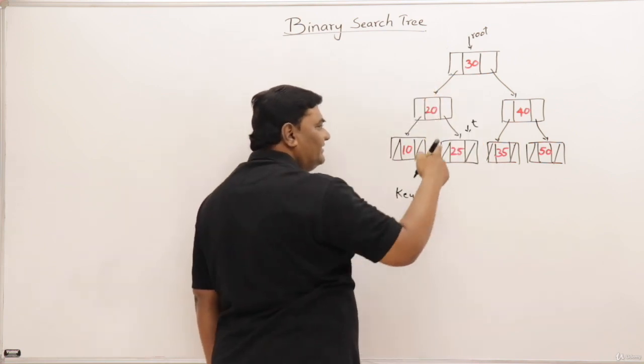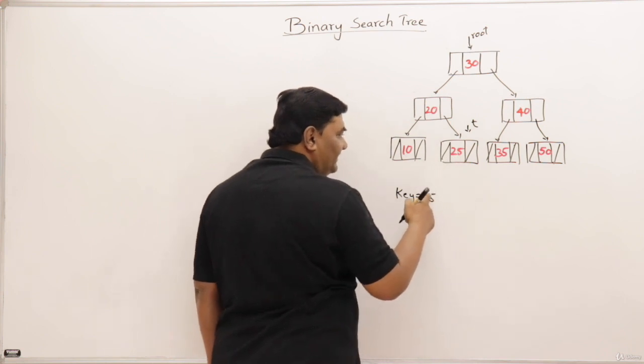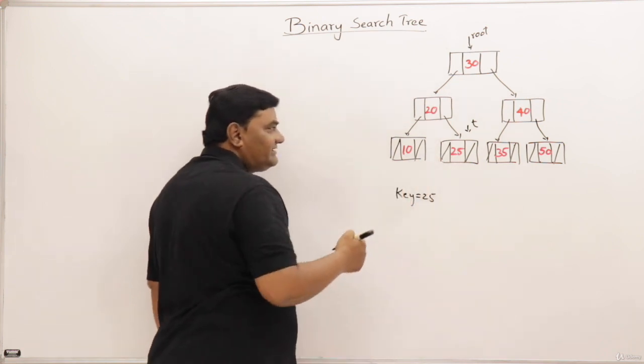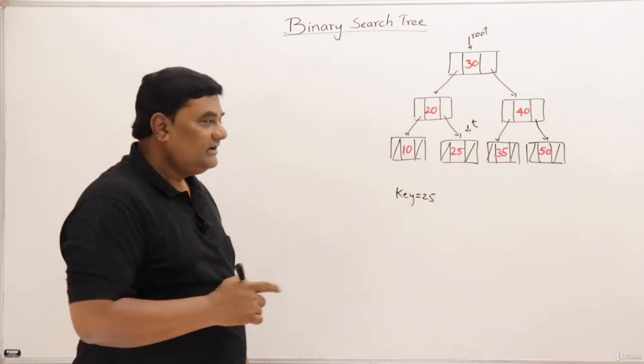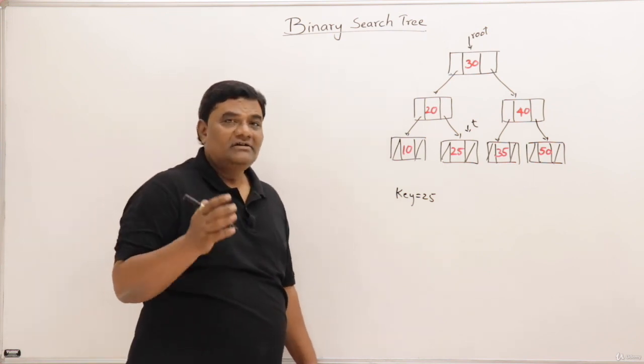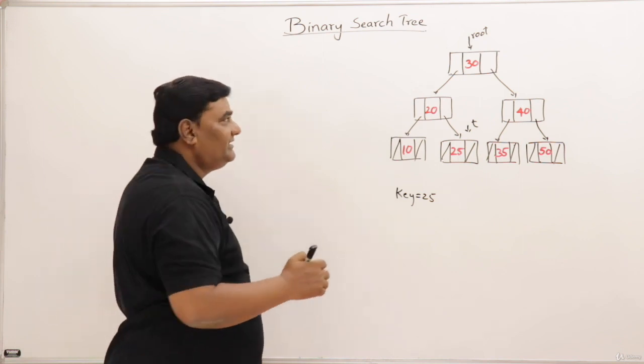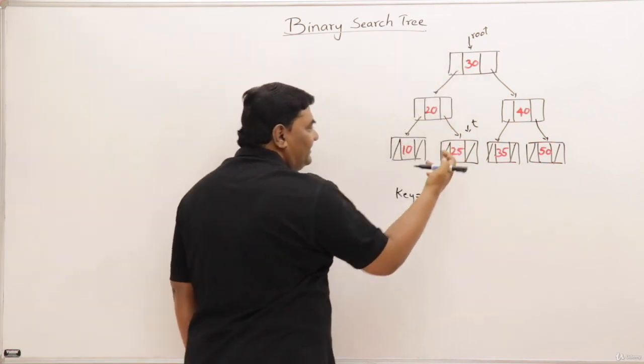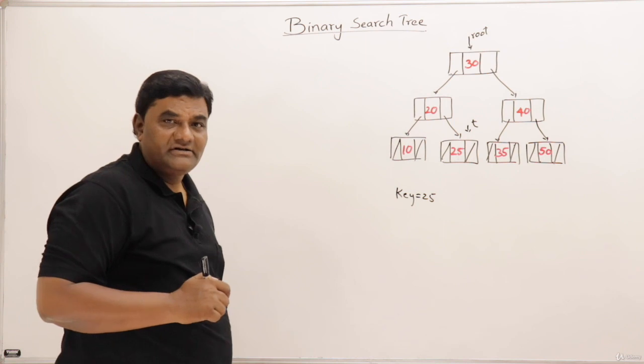Then again repeat. Check wherever t is pointing. Data, compare. Yes, it is same. So element is found in that particular node. So that's all. Search is very simple. So in how many comparisons did I get this element? 1, 2, 3. In 3 comparisons I got the element.